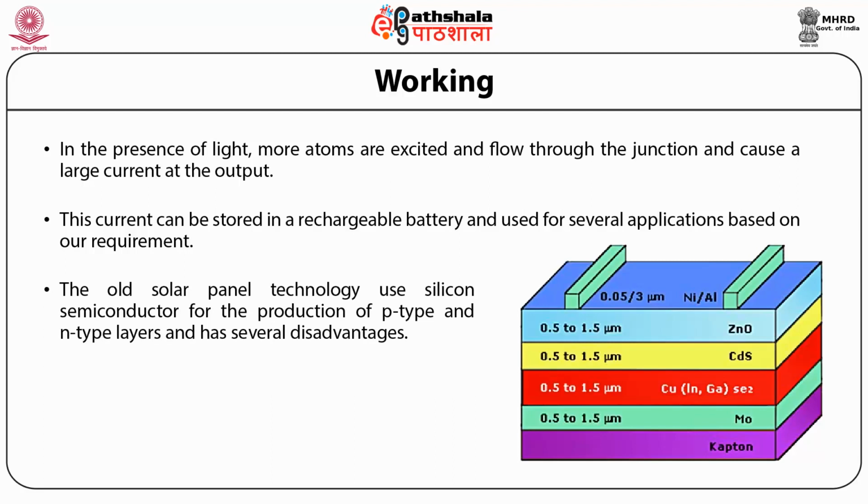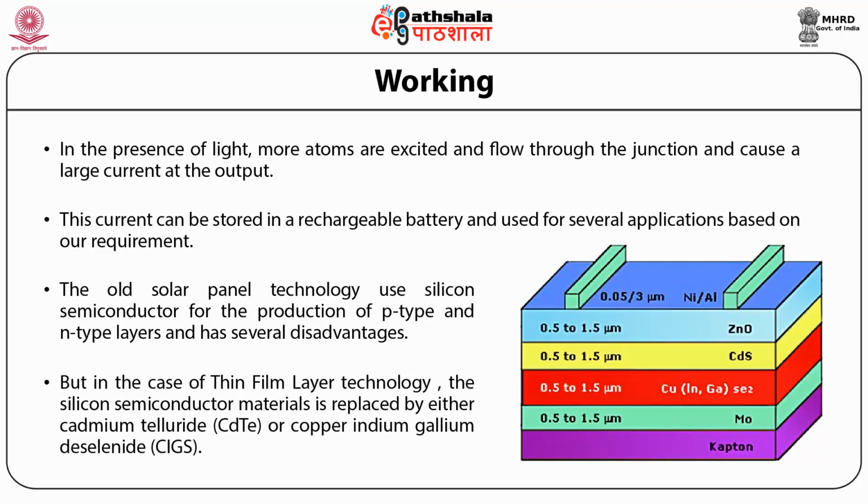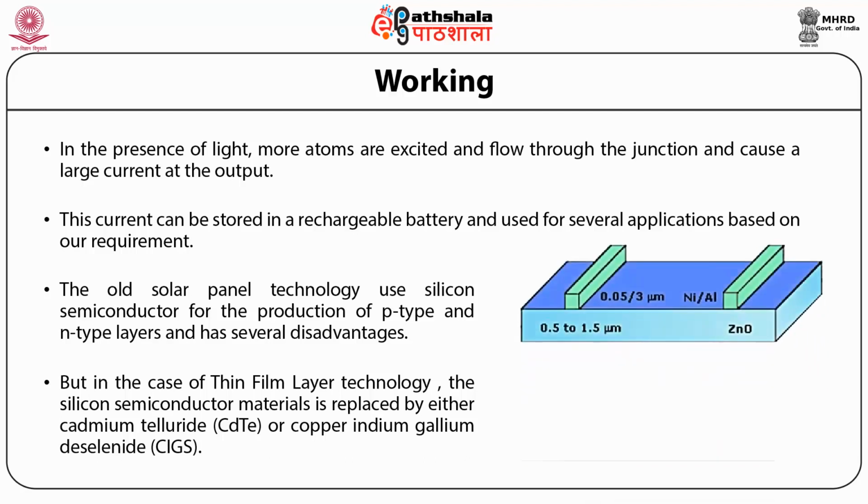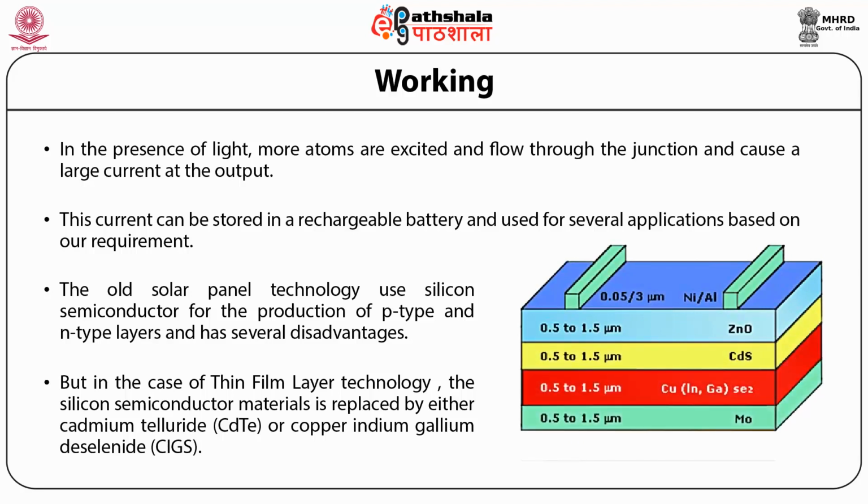So the old solar panel technology used silicon semiconductor for the production of p-type and n-type layers and has several disadvantages. But in the case of thin film layer technology, the silicon semiconductor material is replaced by either cadmium telluride, that is CdTe, or copper indium gallium diselenide, that is CIGS. You can see in the given figure the basic structure, taking an example of various semiconductors as a thin film solar cell in which there are two electrodes, nickel and aluminium. Then there is a zinc oxide layer, CdS layer and CIGS layer, and below there is a substrate. This is a schematic diagram of a CIGS solar cell.